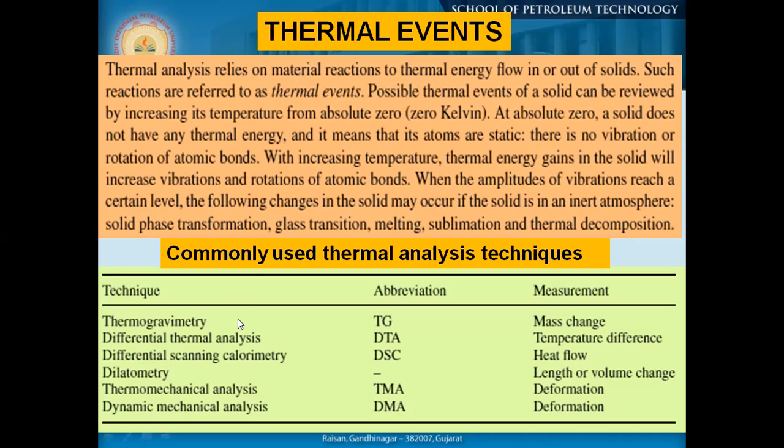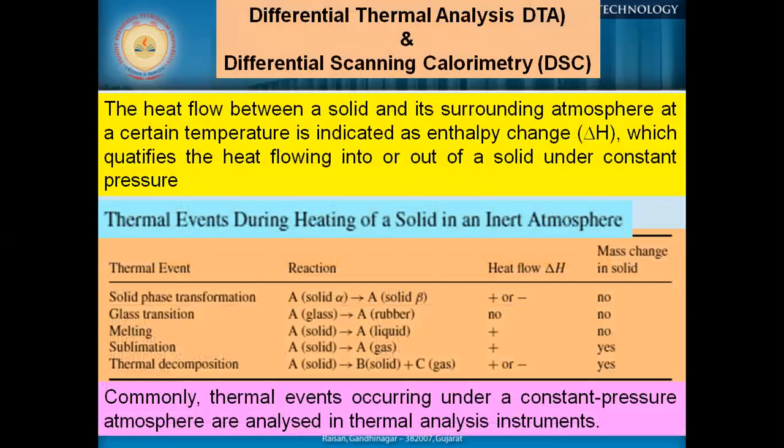In thermogravimetry, we generally observe the mass change, whereas in differential thermal analysis we see the temperature difference, and in differential scanning calorimetry we observe the heat flow, and from that we try to understand the material property or material behavior. Okay, so today we'll discuss differential thermal analysis and differential scanning calorimetry.